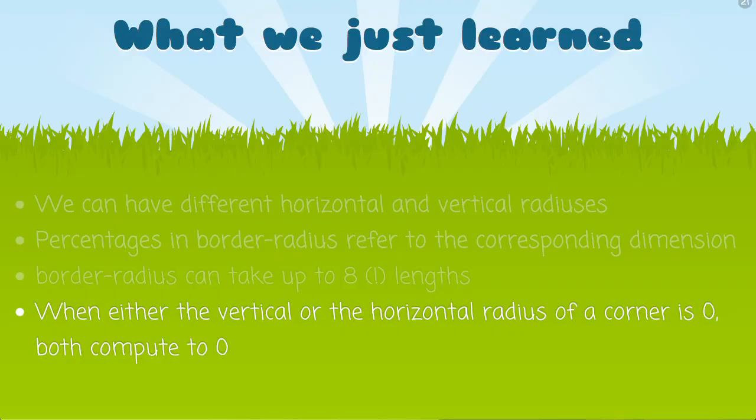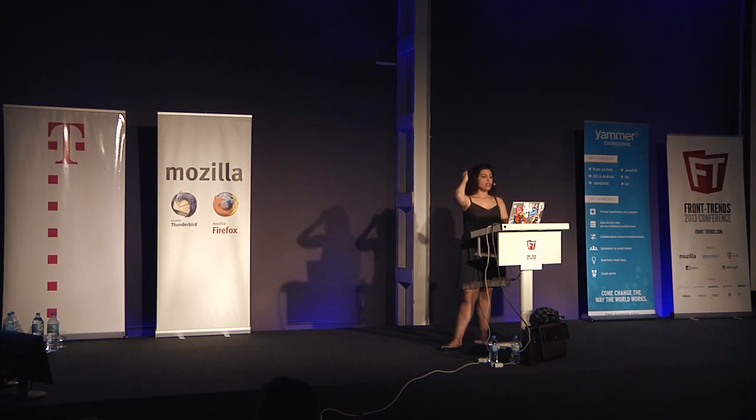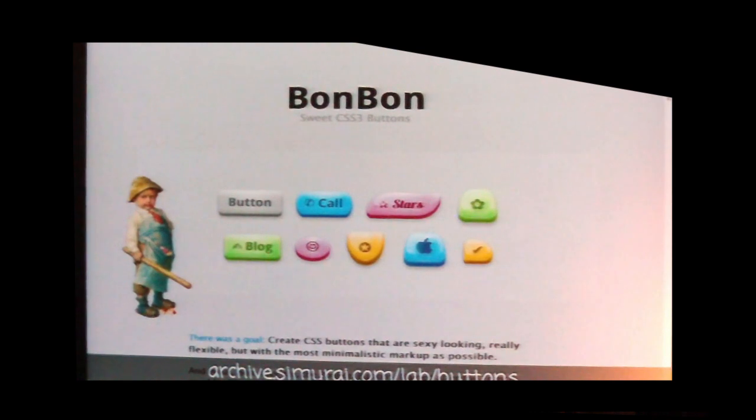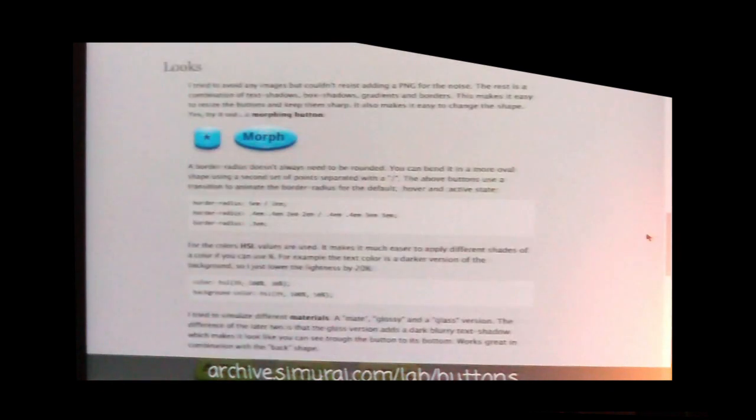And when either the vertical or the horizontal radius of a corner is 0, both compute to 0. Here's a very cool demo that I think summarizes why we need all this. It's not just intellectual masturbation of the CSS working group. It's something we actually need in real things. Here he used elliptical radii, Simurai, he's a genius. He used elliptical radii, he used percentages, he used different radii per corner, and the result is beautiful. I mean, this is a typical case, but he made so many other interesting shapes.